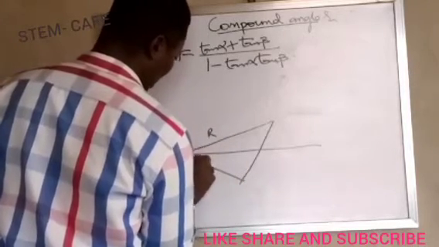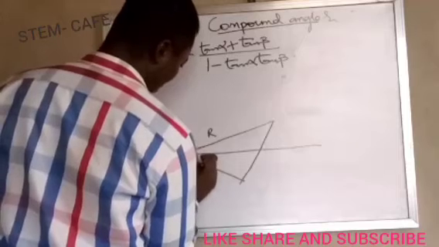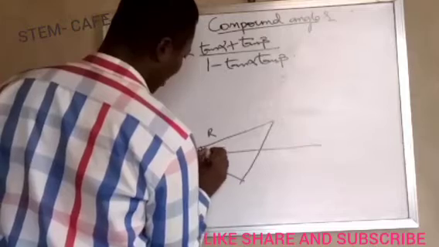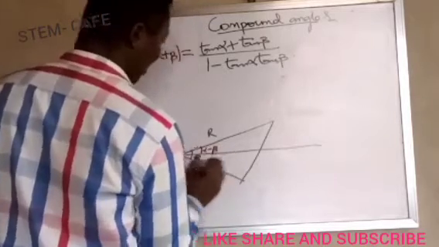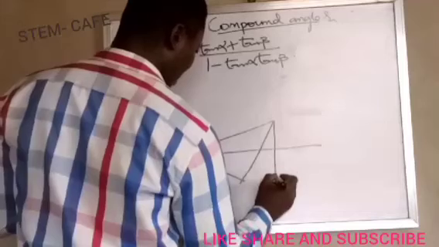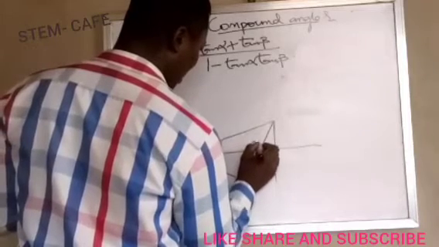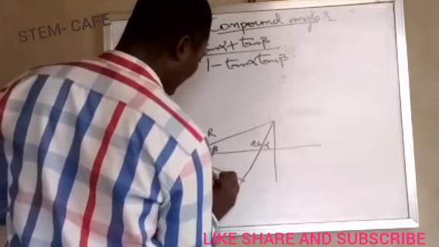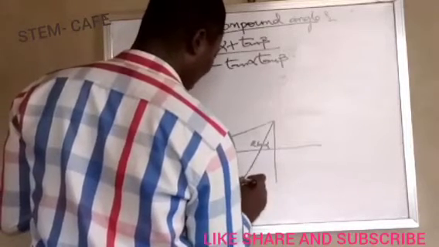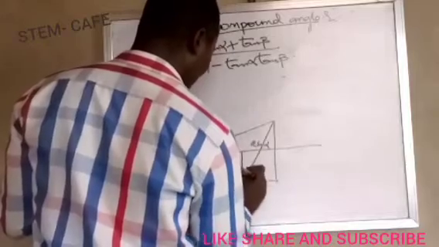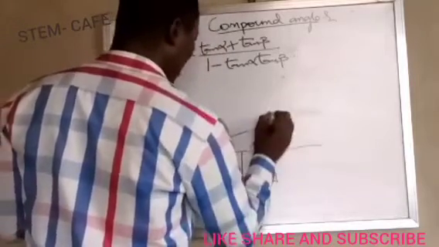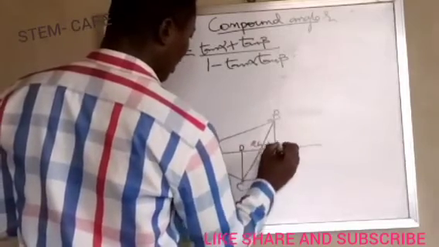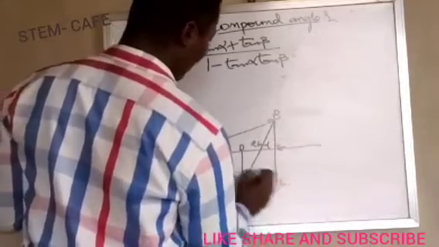This place is alpha minus beta. This place is beta. This place is alpha minus beta. And this is R sine alpha. This is R cos alpha. And I have this. So A, B, C. So I have D, E, F.